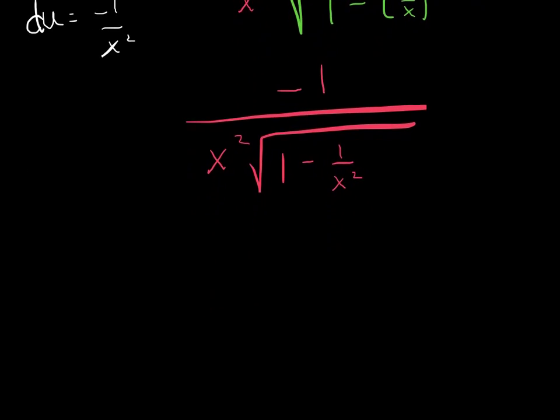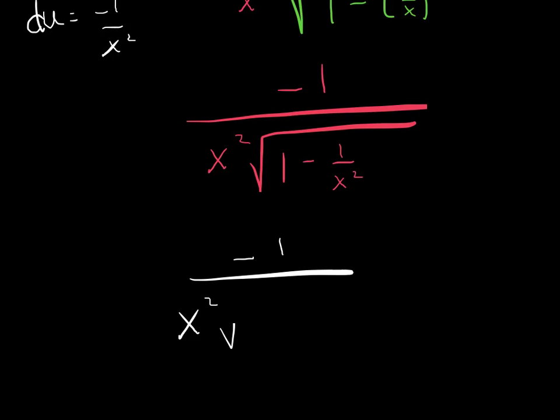Alright, now again, I'm just going to clean up underneath the radical. So I've got negative 1 over x squared. I'm just cleaning up inside the radical. I'm saying that 1 is truly x squared over x squared. So I get x squared minus 1 over x squared.